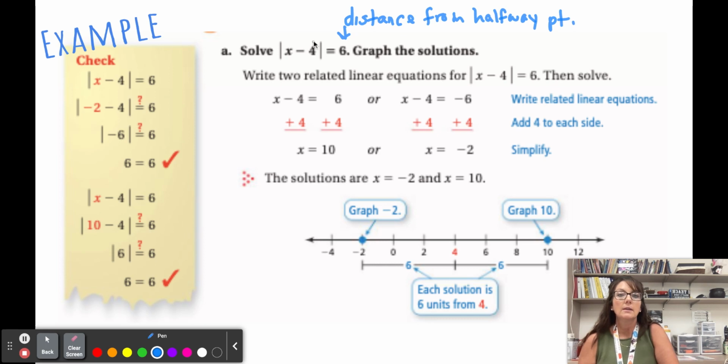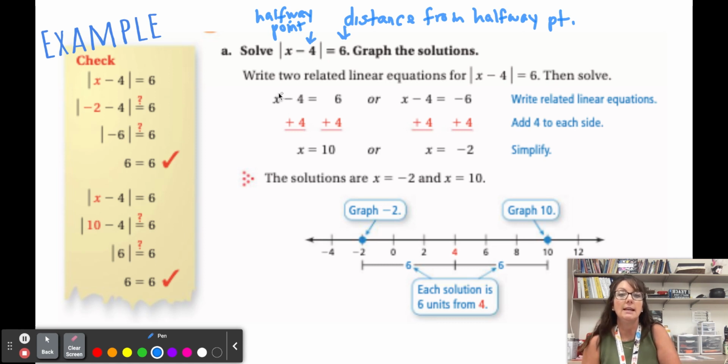Okay. This number 4 would be the actual halfway point. It's going to be halfway between these 2 solutions. Okay? Because if the value of this inside the brackets is positive, right? x is going to be one thing to make it equal to 6 units from 4. If it's negative, it still has to be 6 units from 4. So let's take a look at that.